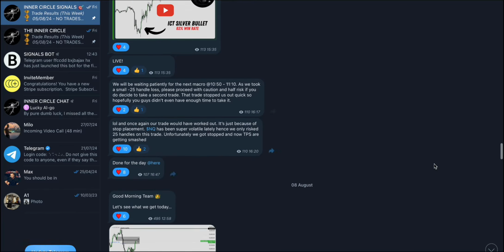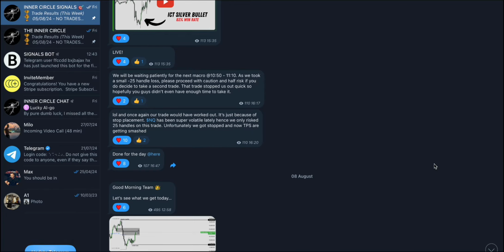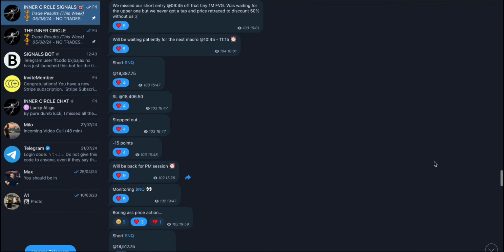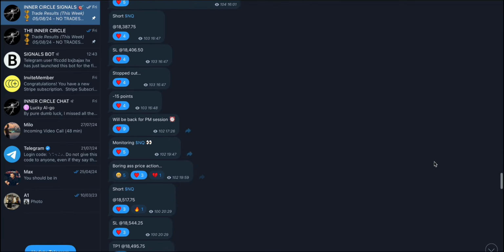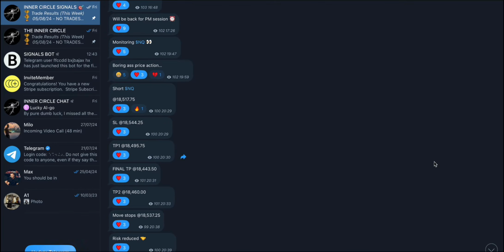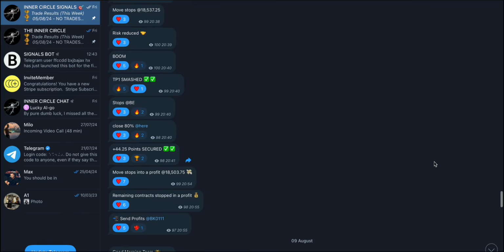We actually got stopped out on this trade, and then all of our take profits got smashed. So Thursday, we ended up taking a short trade that ended up going for minus 15 points. However, we entered a short trade once again, and we actually smashed TP, securing ourselves 44.25 handles.